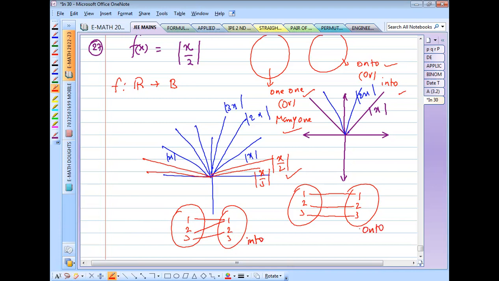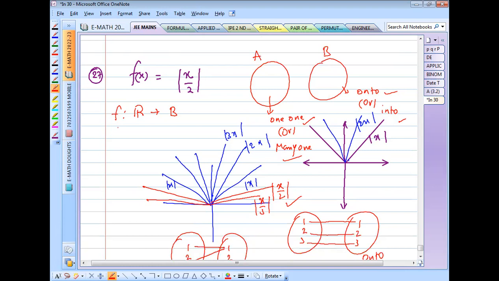What did you understand? Tell me. If every element of B has a pre-image, it is onto. If some element has no pre-image, it is into. Onto is also called surjection. It has two names. So now he says mod x by 2 is onto.